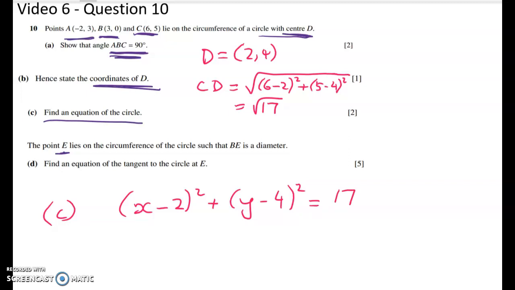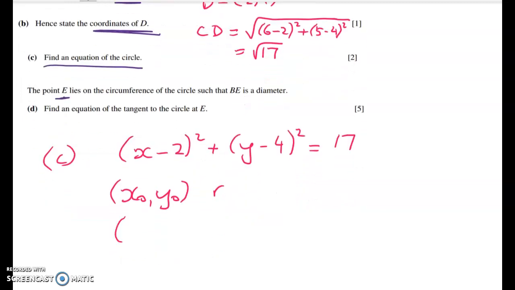So remember, what I'm using there is that if we've got a circle with centre (x0, y0) and radius of r, then the equation of the circle is this.